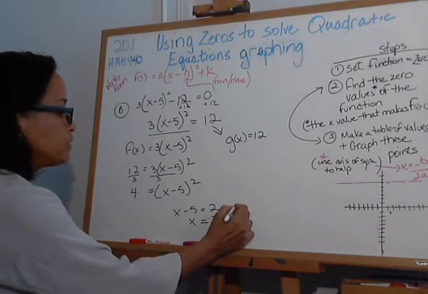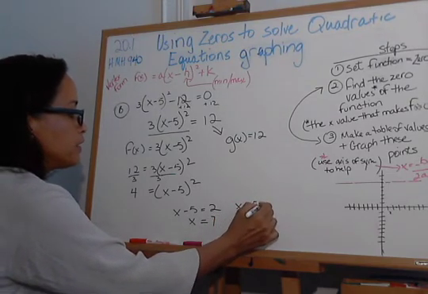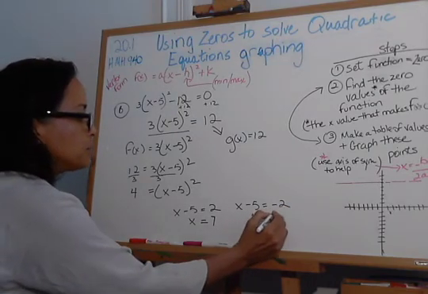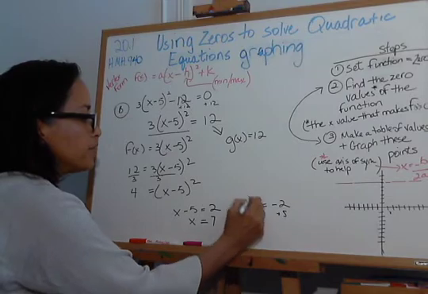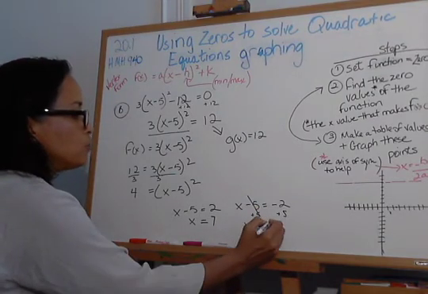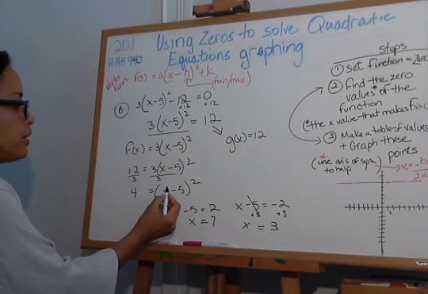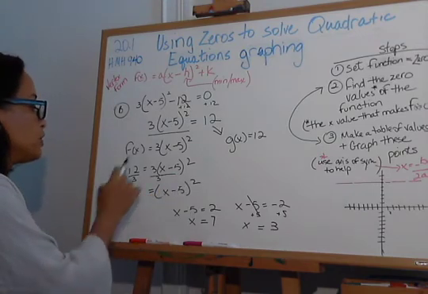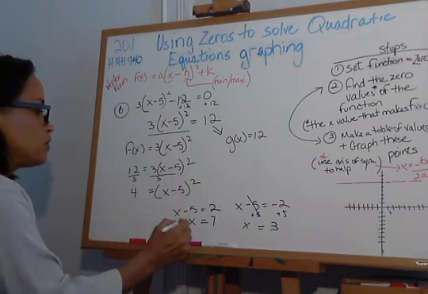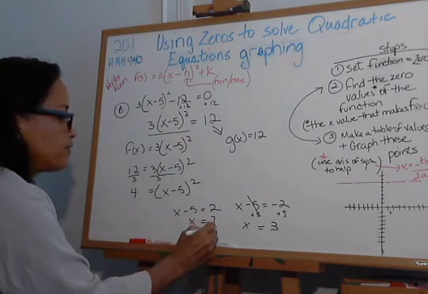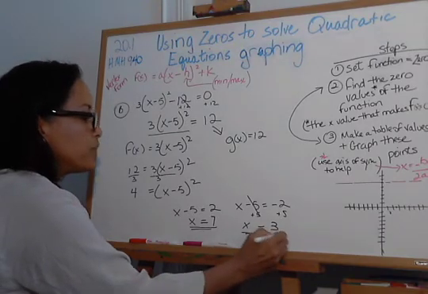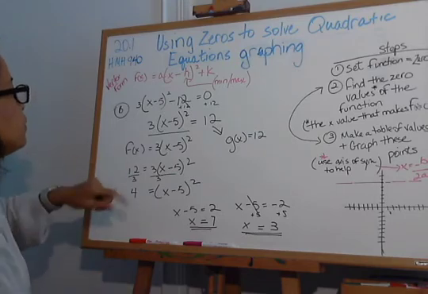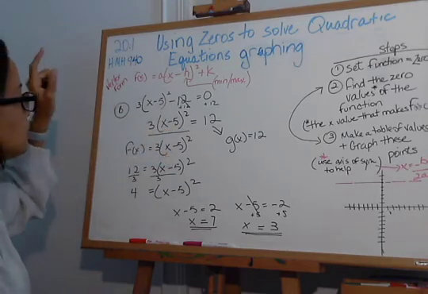So I can also say x minus 5 has to equal negative 2. Well, if I add 5 to both sides, I'm going to find out that x can also be 3. 3 minus 5 is going to give me negative 2, and negative 2 squared is also going to give me 4. So I know when x is 7 and when x is 3, or I think I know, y is going to be 12. And I can plug it into this equation to see if it works.